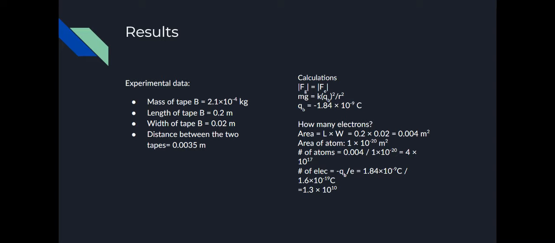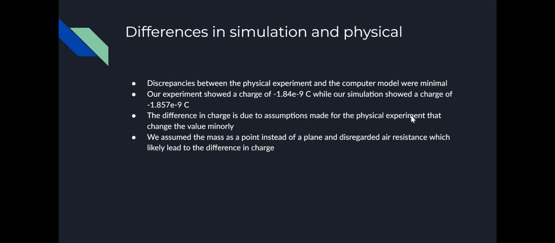And basically, we're calculating the amount of electrons that would have been required to have this amount of electrostatic force, meaning how much charge would make this amount of force to balance out the force of gravitation.